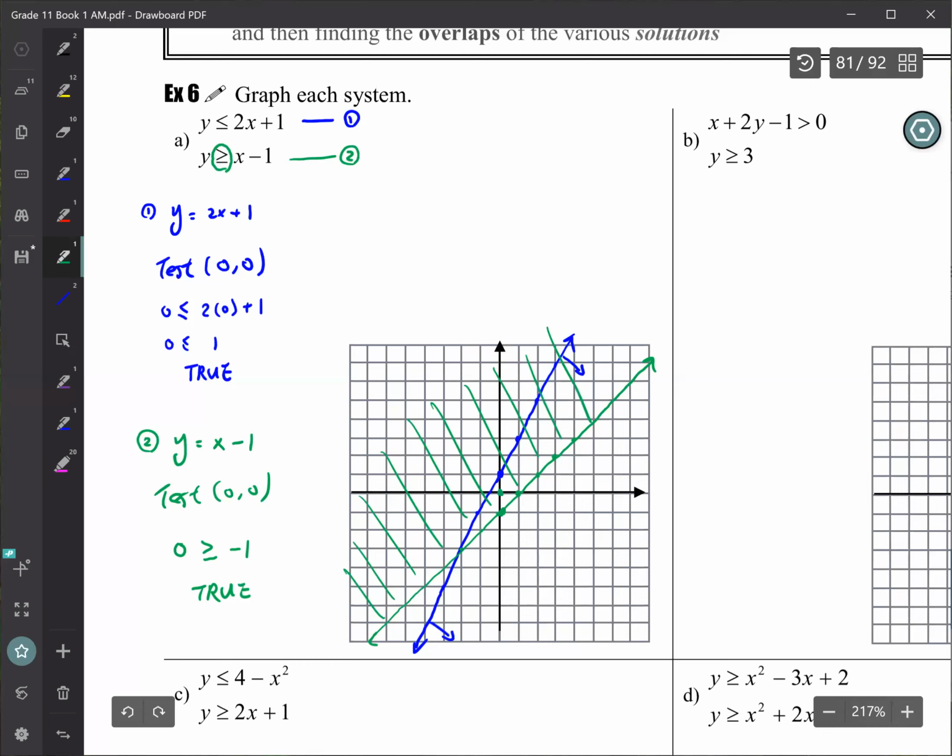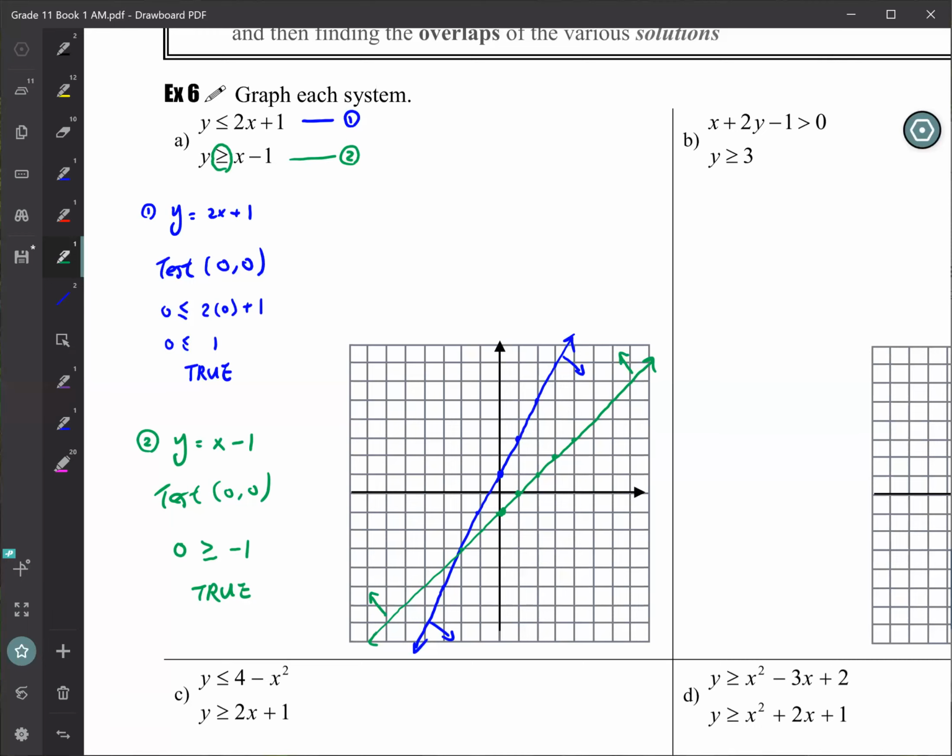But we are not shading yet, okay? So let's erase that. Okay, and we just mark the side that we want. So we want everything higher than the green line. So you see I put a little arrow there. So your final answer should be the part where the blue shading and the green shading overlap. They both true, right? Where both lines are true.